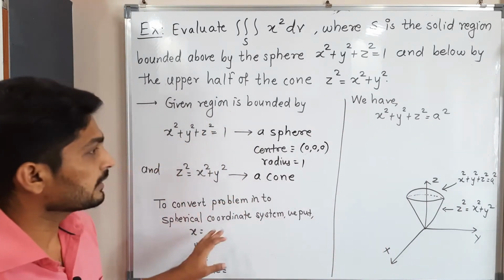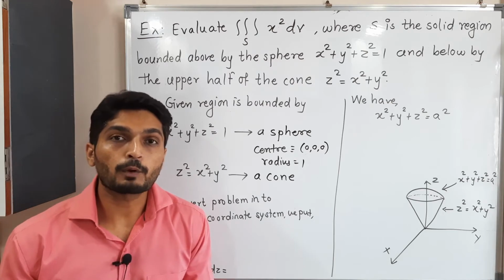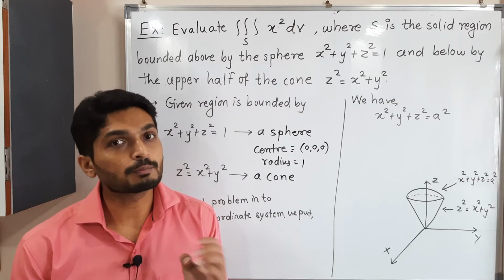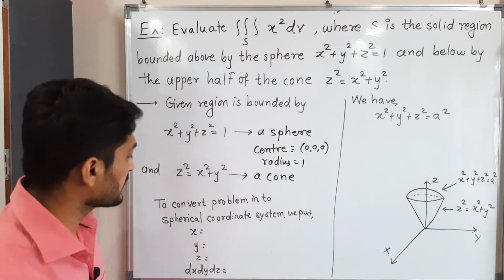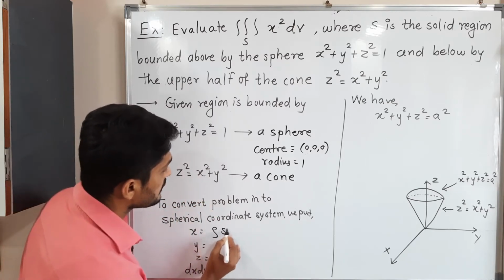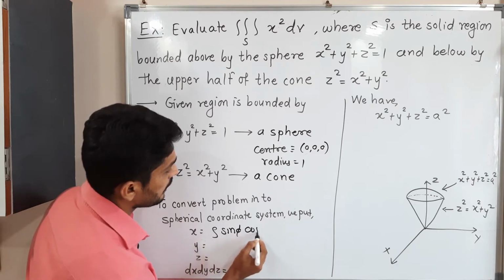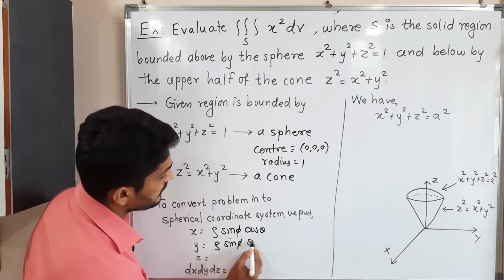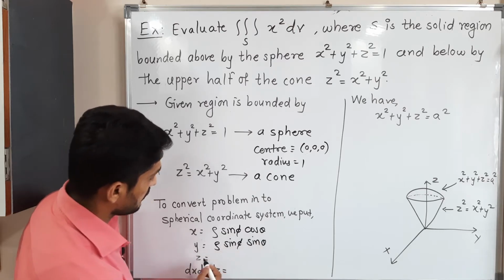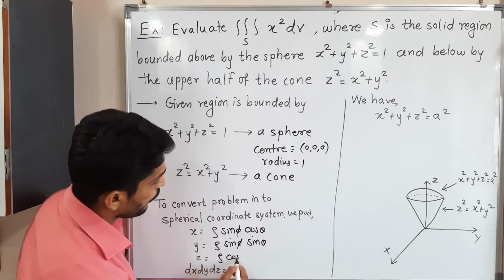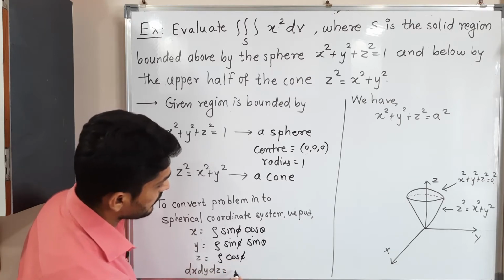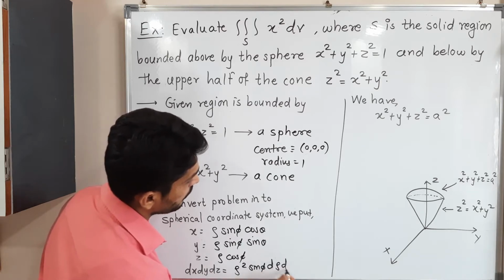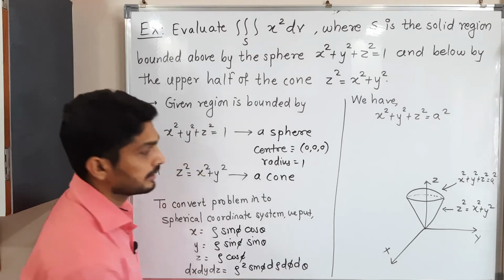Since a sphere is there, we have to convert the problem into the spherical coordinate system. What we do, we use substitution to convert the problem into the spherical coordinate system. So we put x is equal to rho sine phi cos theta, y is equal to rho sine phi sine theta, and z is equal to rho cos phi. Then we have dx dy dz is equal to rho square sine phi d rho d phi d theta.